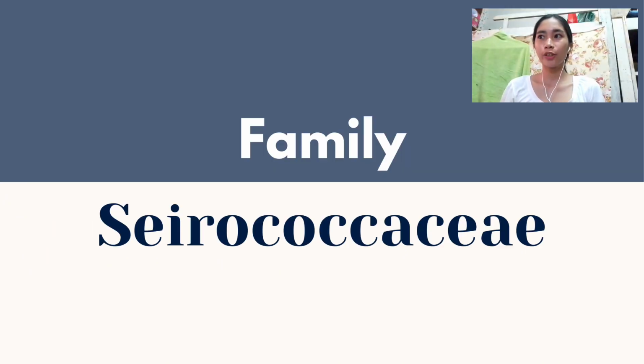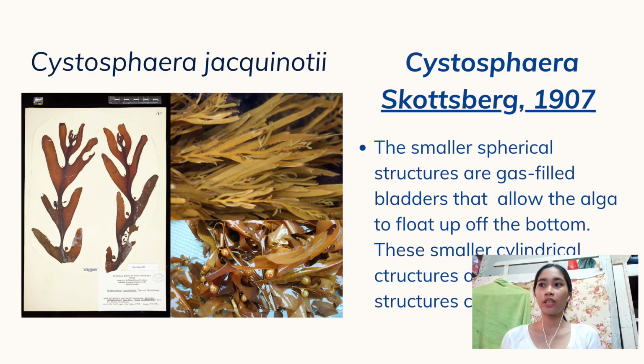So next, we have another family of brown algae. We have the family Seirococcaceae. It is comprised of 5 genera: Phyllospora, Scytothalia, Seirococcus, Cystosphaera that is restricted to Antarctica, and one genus Marginariella which is endemic to New Zealand. So let's start with Cystosphaera jacquinotii. This species has small spherical structures that are gas-filled bladders that allow the alga to float up off the bottom. These small cylindrical structures are reproductive structures called receptacles, as shown in the picture.